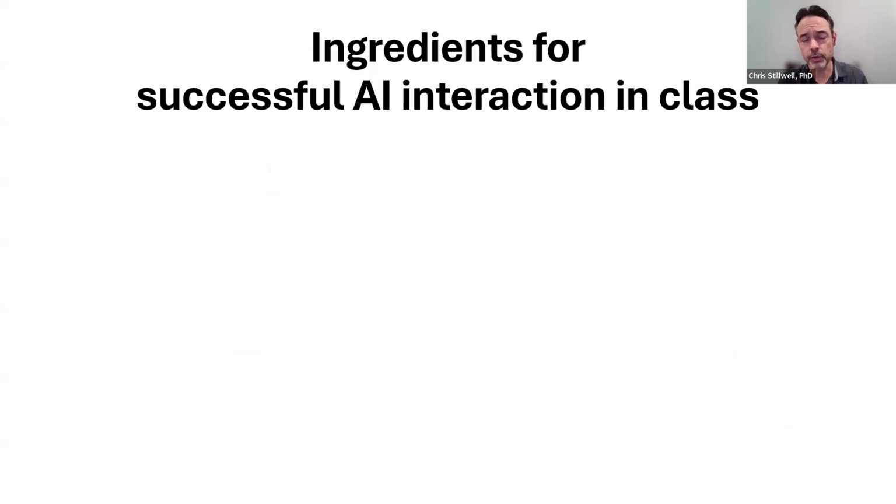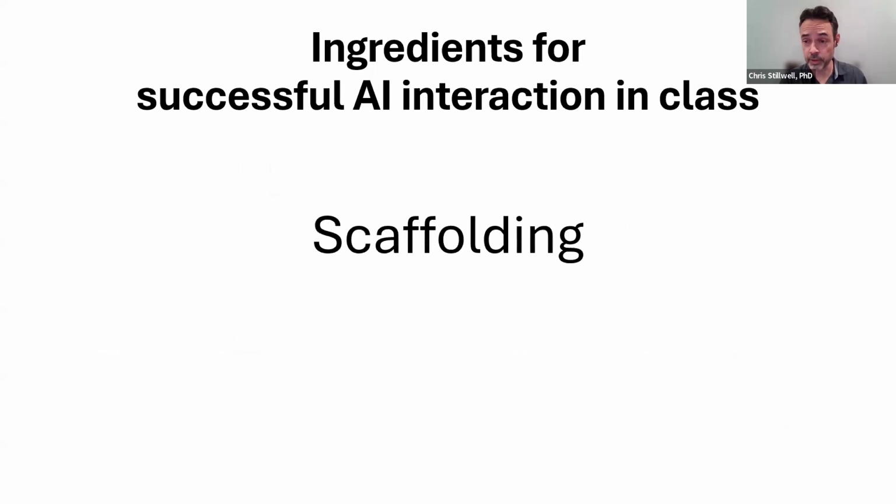Now, some ingredients for successful AI interaction in class are scaffolding, right? Supporting our students to make it easier for them to accomplish something that might be difficult the first time, but we give them enough help. And then maybe we try it again and we take away some of that help so that they are learning over time to do things by themselves. But in the beginning, we give a lot of scaffolding, a lot of support.